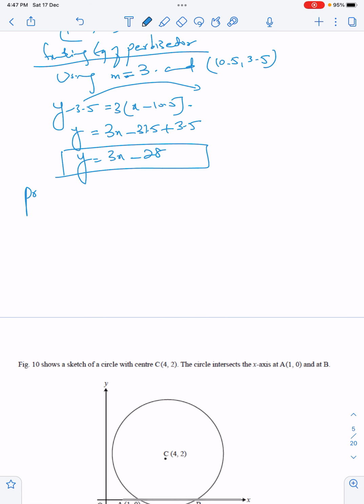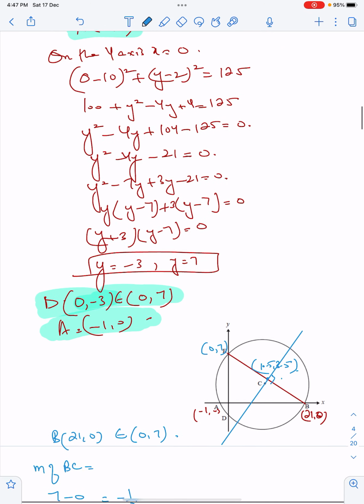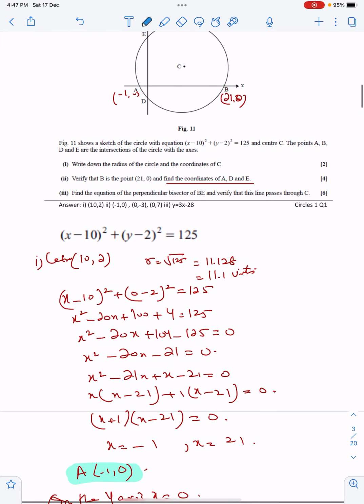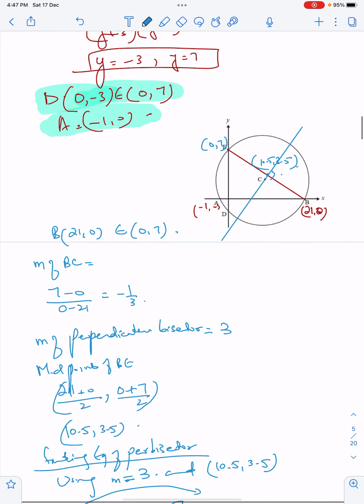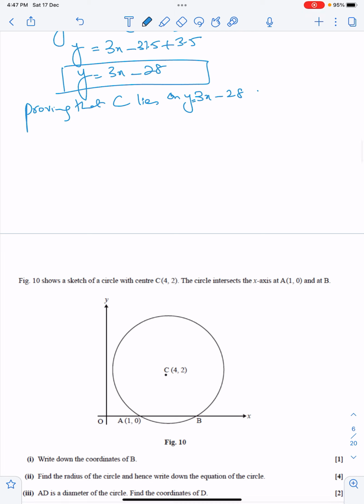Proving that C lies on the perpendicular bisector. y equals 3x minus 28. The coordinates of C, as we know, are 10 comma 2. Substituting 10 comma 2 in the equation: 10 equals 3 times 2 minus 28. Okay, 3 times 2 is 6, 6 minus 28 equals 10.